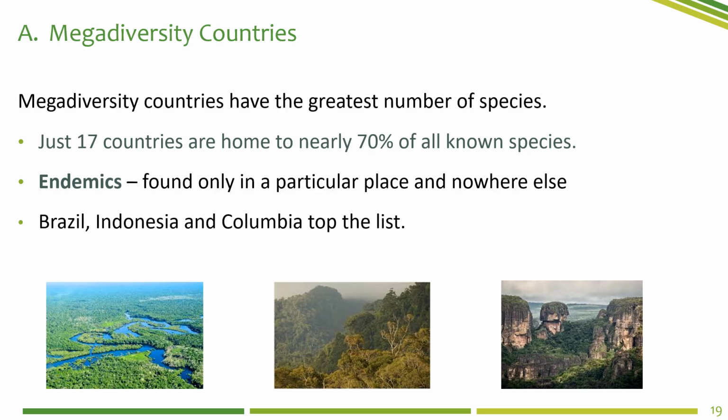The reason that these places are so important is that they often have endemic organisms. Endemic organisms are organisms that are only found in one particular place. They're found nowhere else on Earth. And that place might be small, it might be big, but they are only found in a particular region. What that means is they're probably specifically adapted to that region, and they can't survive anywhere else.